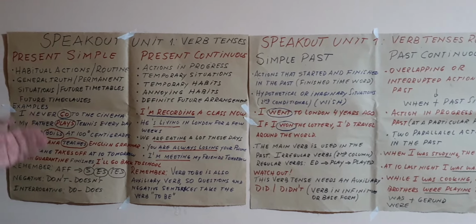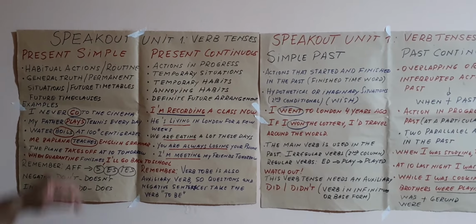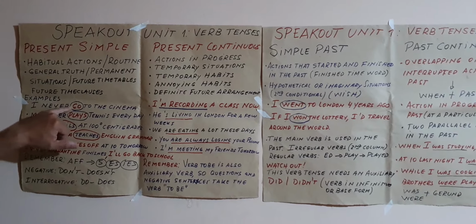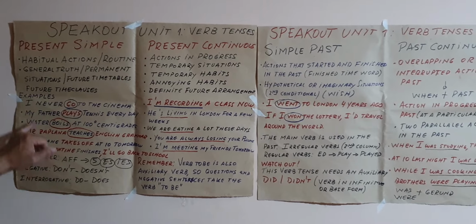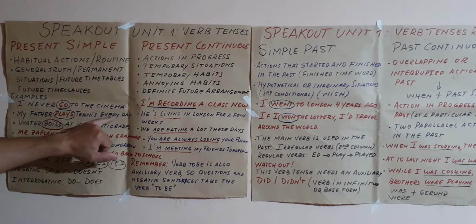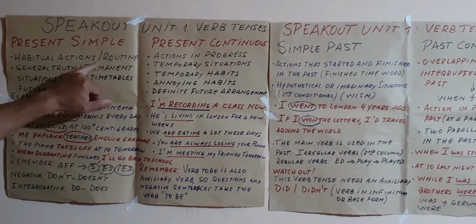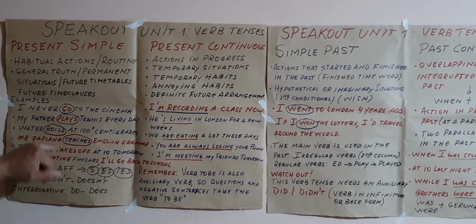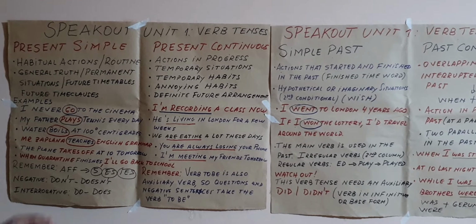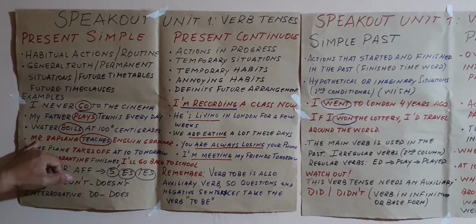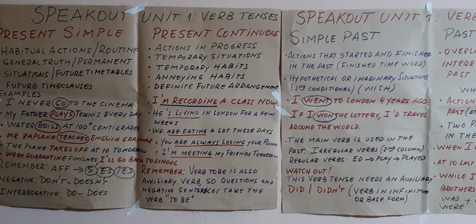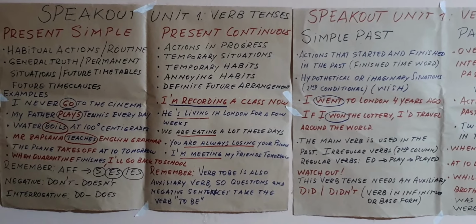For example, if I say I never go to the cinema, this is a habitual action. We have the adverb of time here, never, adverb of frequency, sorry. Or my father plays tennis every day. This is a routine. Or water boils at 100 centigrades. This is general truth, always true. It is a fact. Or Mr. Zaplana teaches English grammar. This is a permanent situation.